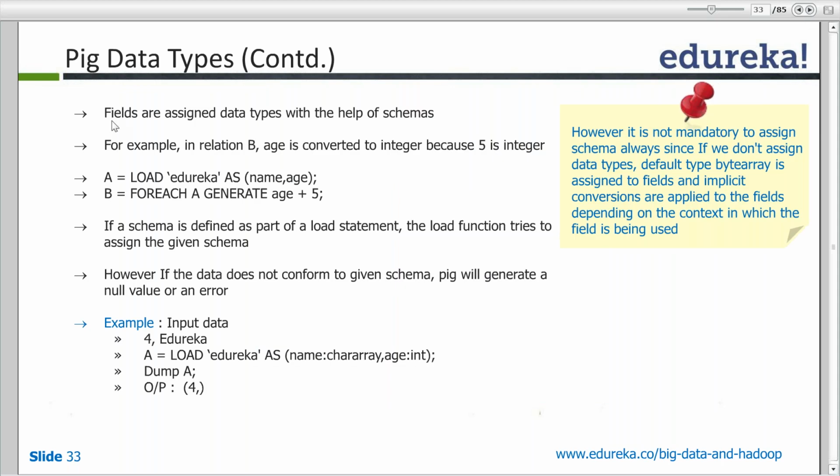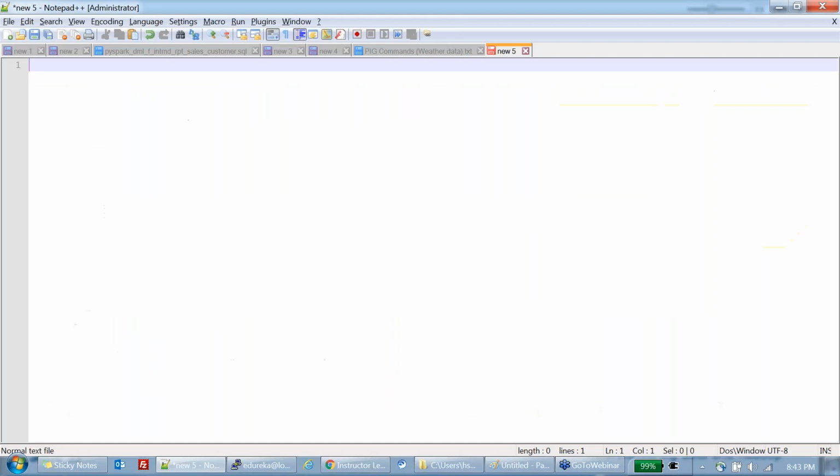Okay. Now fields, which are also called atoms, are assigned data types with the help of a schema. When we are discussing a tuple, let's take a real example. Let's say I have a file which contains employee data. It contains employee ID, department ID, gender, address, and email ID. So I have a file in this way.